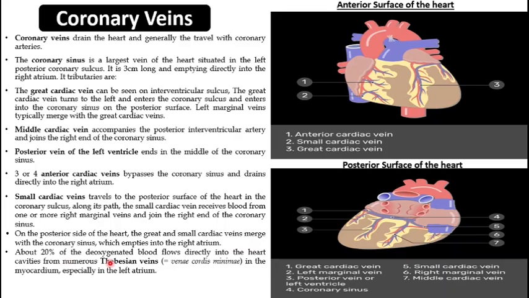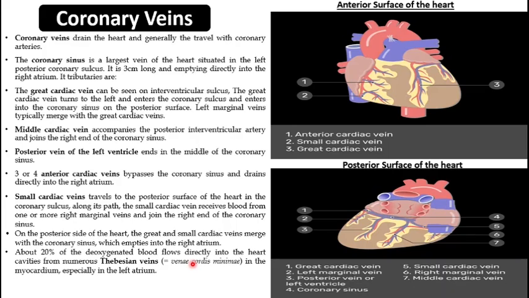About 20% of the deoxygenated blood flows directly into the heart cavities from the numerous Thebesian veins, which are also known as the venae cordis minimae. The Thebesian veins are very small cardiac veins which are distributed all over the surface of the heart, and they are present predominantly on the right side of the heart. You can know the reason why: the right chambers of the heart receive the deoxygenated blood. So nature has given more Thebesian veins on the right surface of the heart and very few on the left surface of the heart.